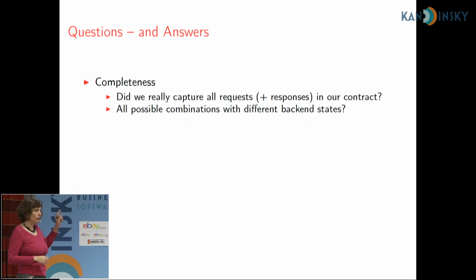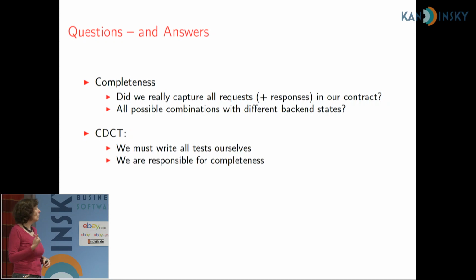Okay, good. So, I had these questions before, and I said, did I cover the completeness, and what about the validity and everything? And now I would like to go back to these questions and answer them for CDCT on the one hand and for the functional essence on the other hand. Okay? So, the questions of completeness were, did we capture all the requests and responses and all the different combinations? And for CDCT, yeah, we need to write the tests ourselves. So we are responsible for the completeness. And we must make sure that we covered all the aspects, all the interesting branches and everything, right?